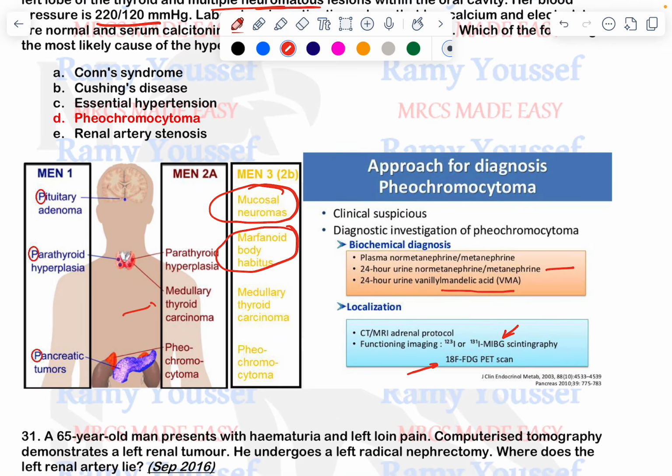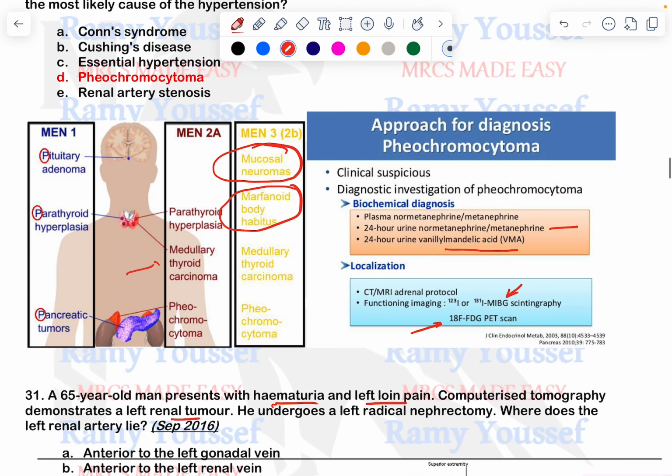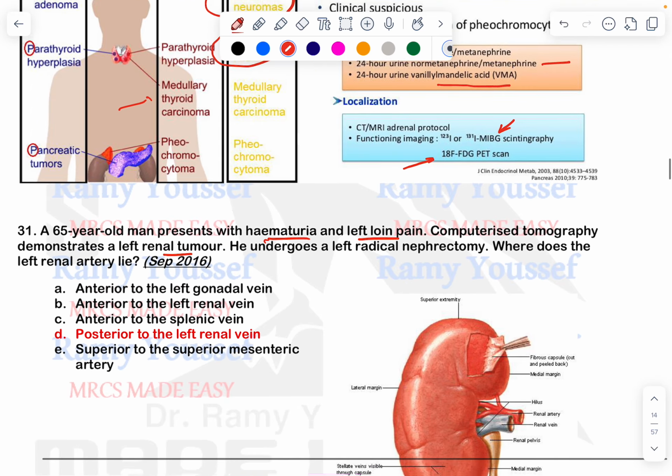A 65-year-old man presents with hematuria and left loin pain, CT demonstrates a left renal tumor, left radical nephrectomy. Where does the left renal artery lie? So the artery is behind the vein. So what is the question? Let us see. It is behind the vein.